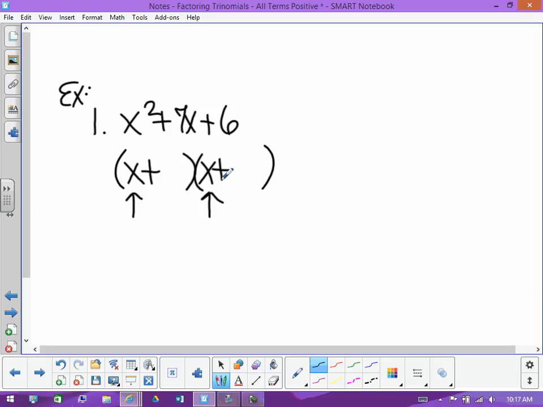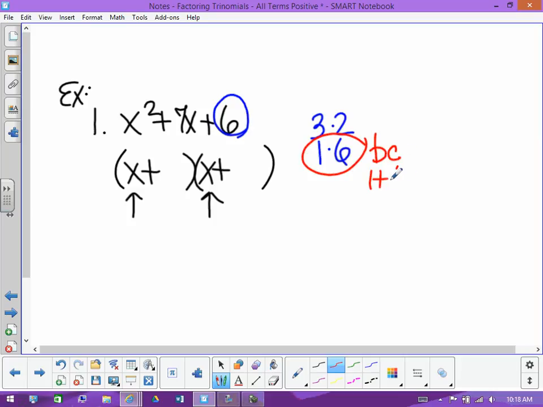So all we need to do is look at this last number. What multiplies to give us 6? 2 and 3, or 1 and 6? Which one do we want? Do we want 1 and 6? Because it equals 7. So I want this one because 1 plus 6 equals 7. So I'm going to fill them in.